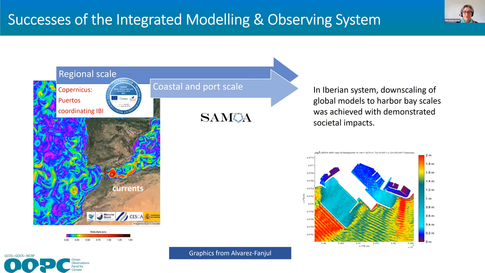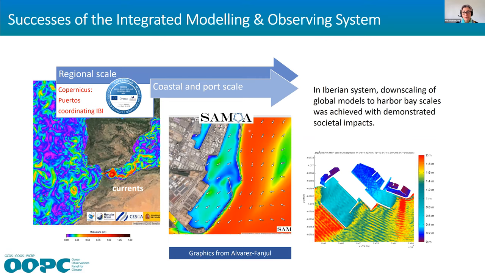So one of these examples of successes, for example, is in the Iberian system, which we said is focused on the ports, where they have managed to downscale from the CMEMS model outputs all the way down to really harbor scale. And they provide a forecast of waves and of currents, which are extremely valuable for the port authorities in terms of the movement of the ships inside the harbor. So to have been able to achieve this is really a good success and a demonstration of how having an observing system can really improve the regional models and then allows this downscaling.